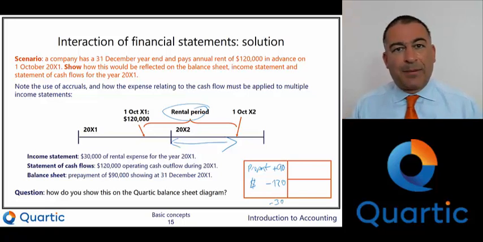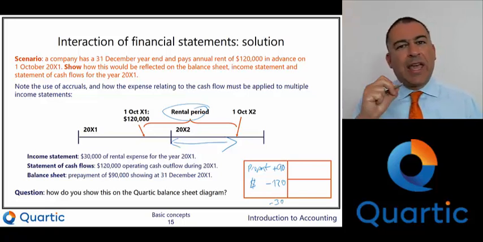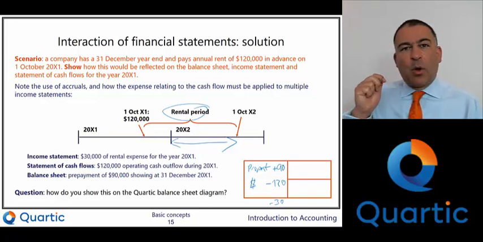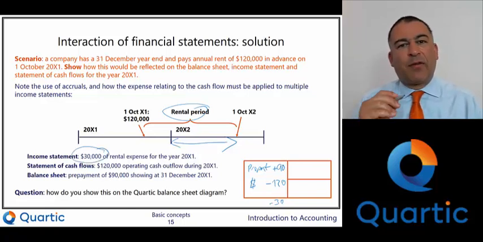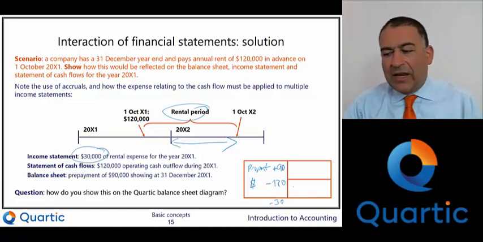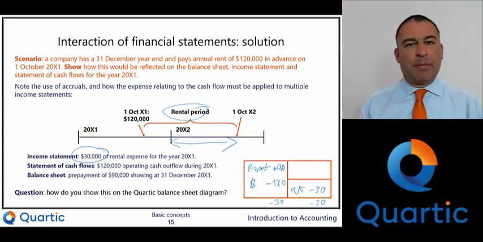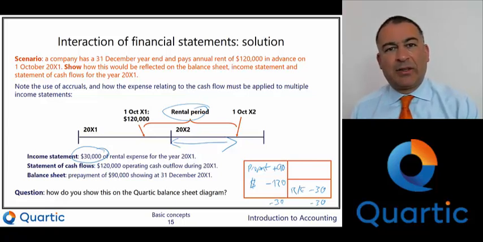How do we fill the gap? Remember the rule, if you can't see instantly what to do, just think equity, income statement. What happened here? We've incurred an expense, and that's on the income statement. Therefore, all else equal, retained earnings are down by 30. There's our income statement expense, and now you can see the balance sheet balances. So the income statement's dropped by 30, and the balance sheet balances.